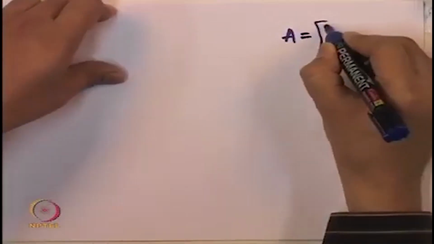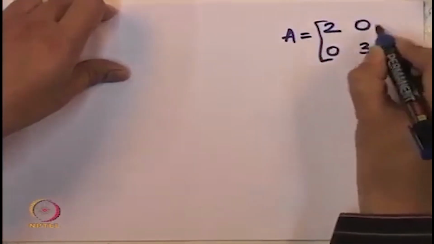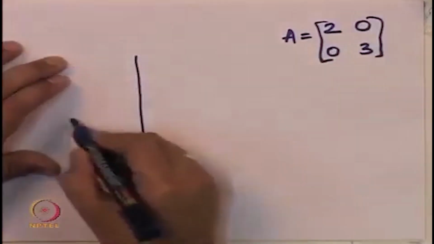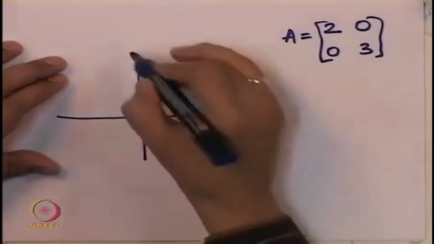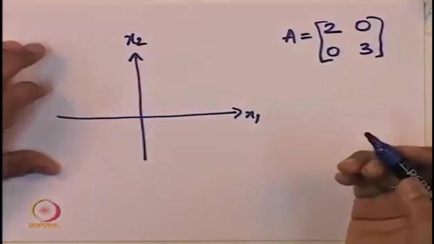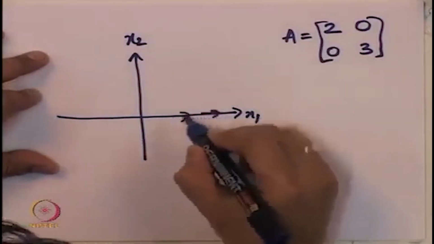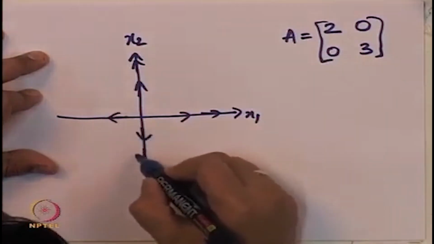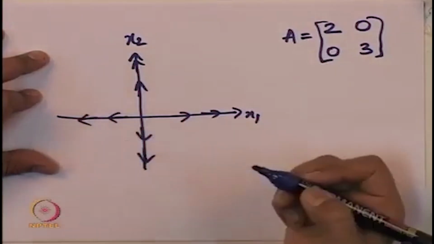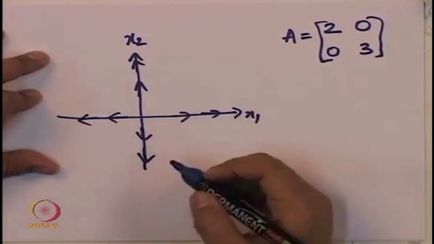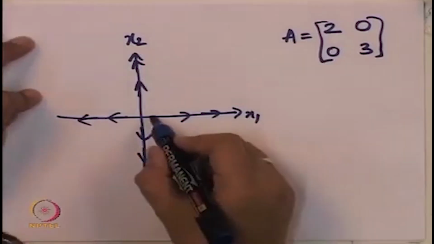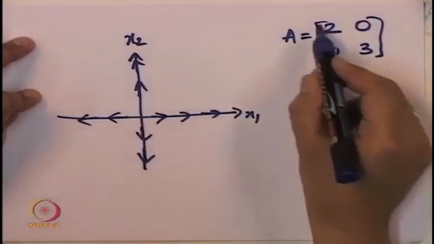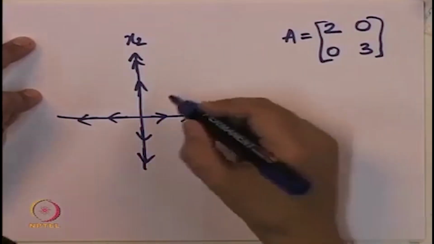Let us quickly see what an unstable node is. Take the same A, except that the diagonal elements have opposite sign. Again, because of the diagonal nature of A, along the axis, the arrows are parallel to the axis themselves. With careful attention to the arrows, whether they are in the positive direction of x1 or negative direction of x1, it will be away from the origin because of the positive sign of the diagonal elements.